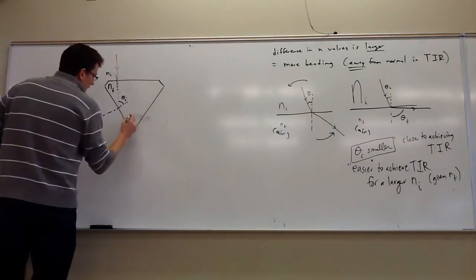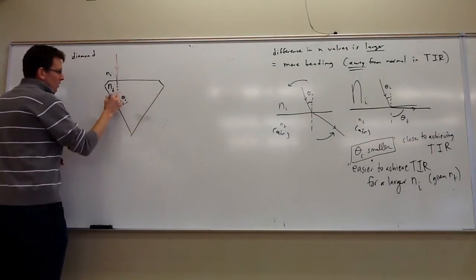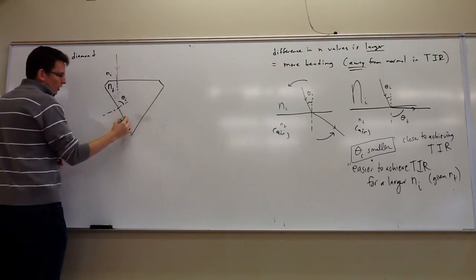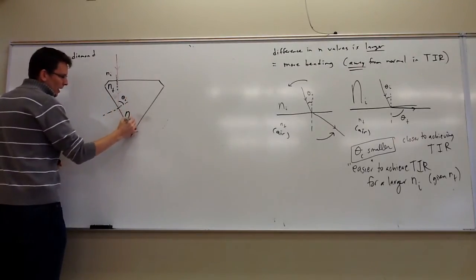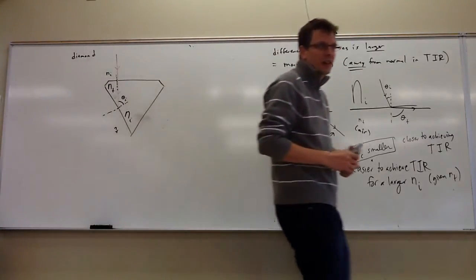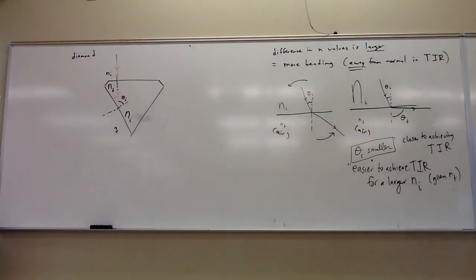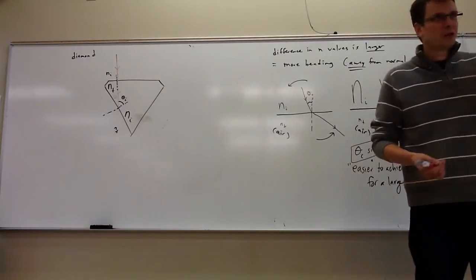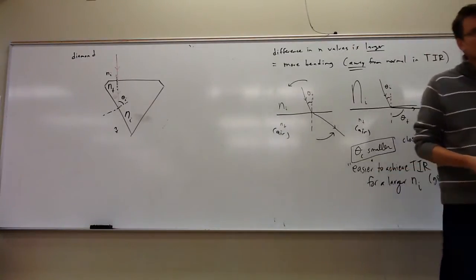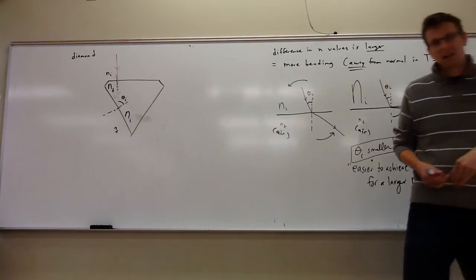Now, I should mention that n sub I is, of course, the diamond. So this is now the incident. I'm running out of room, so I guess I'll put it here. n sub I is the diamond. And the thing that you're trying to go back out into is the air. So notice that the role of which one is n sub I and which one is n sub t does change. Whatever you're in currently is n sub I. Whatever you're trying to go to is n sub t. So now you're in the diamond, potentially going back out into the air.